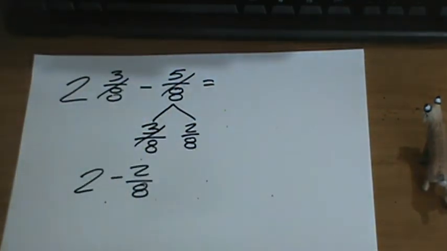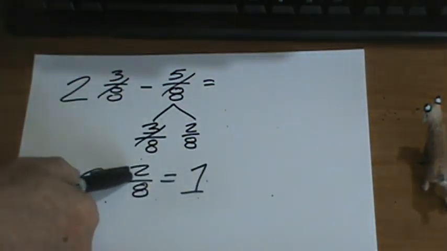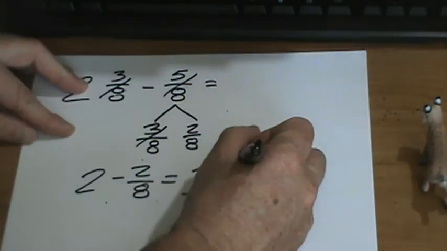We can do a number line. I know that this is going to be less than 2, right? So it'd be 1 and what? Well, I'm taking away 2/8. 8/8 minus 2/8 would be what? 6/8.